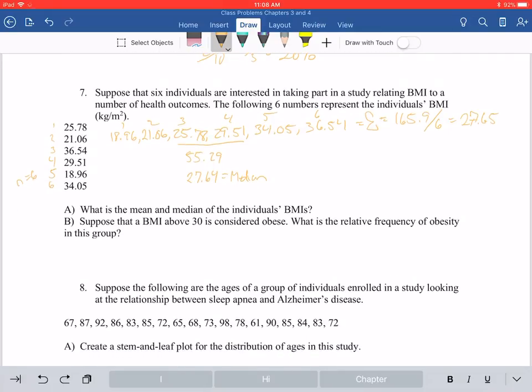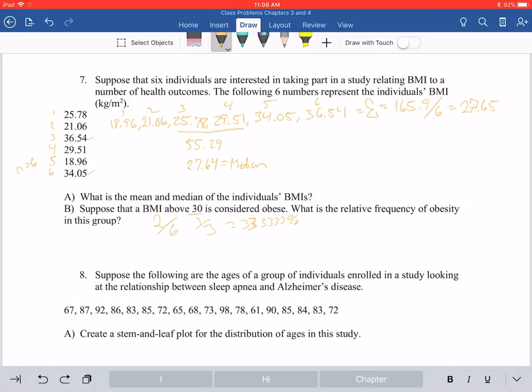So part B, suppose that a BMI above 30 is considered obese. What is the relative frequency of the obese in this group? So we're looking at BMI above 30. So when we look down here, we have this value is above 30, this value is above 30. So we have 2 values over 6 that are above 30, right? The frequency of it. We can reduce this down to 1/3, which is going to equal 33.3333%. And that is how you determine the relative frequency of the value here.